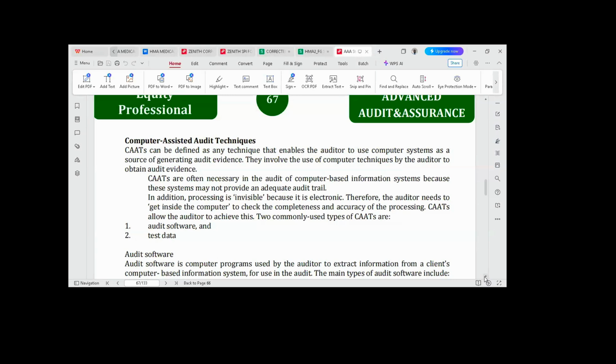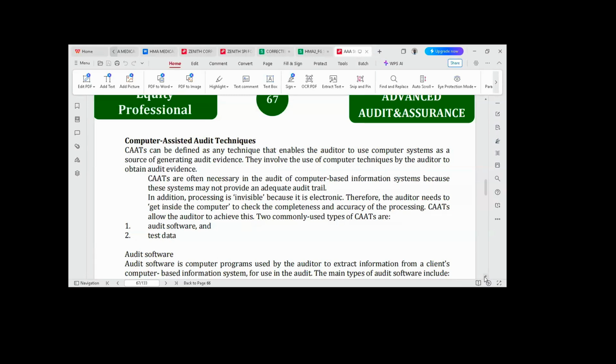Another thing you also need to note here is that CAT are of two types. You have audit software and you have test data. You use audit software basically for substantive procedure, or test of detailed transactions. Why you use test data basically for test of controls.